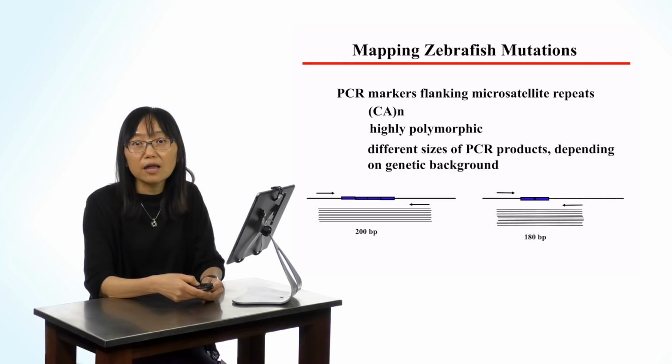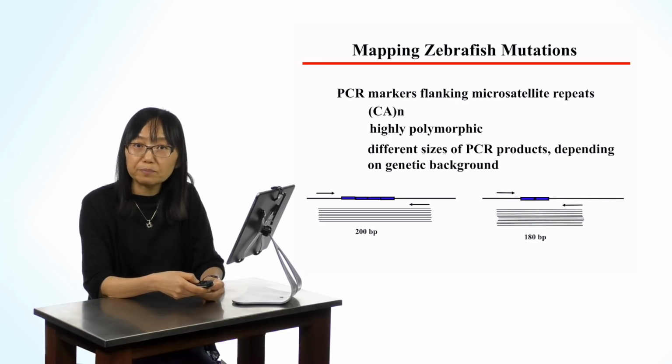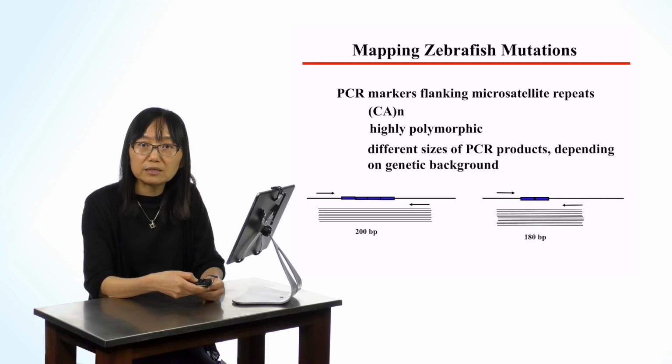Earlier this quarter, you have learned about polymorphism and molecular markers like RFLP, SNP, and microsatellites. In zebrafish, the most commonly used markers are microsatellite markers. In the genome, there are many repeats like CAs, TAs, and GTs. In different genetic backgrounds, these repeats may vary in numbers. For example, in one strand, the CAs may repeat 50 times, but in another strand, only 40 times.